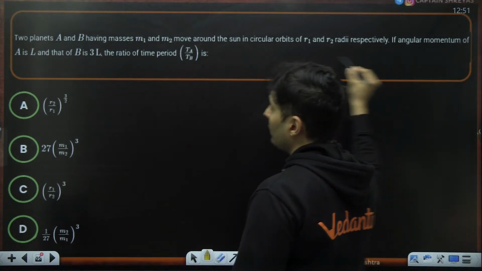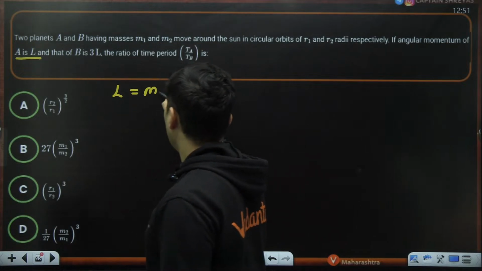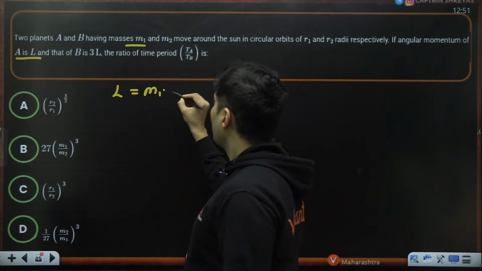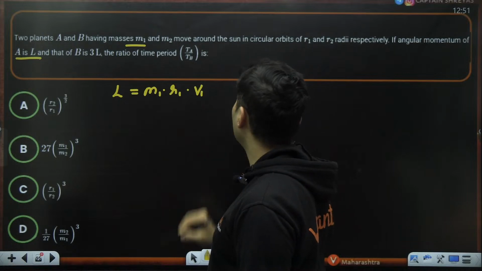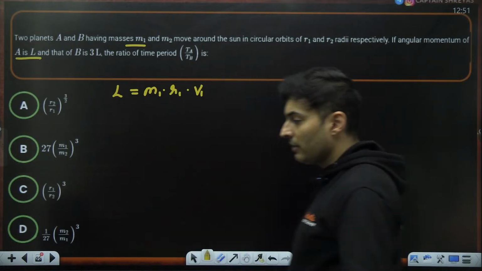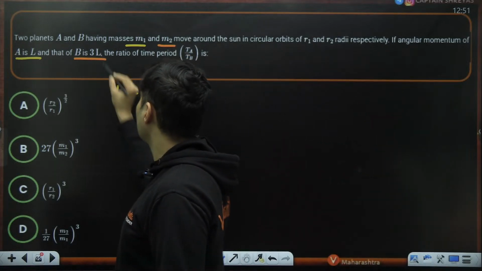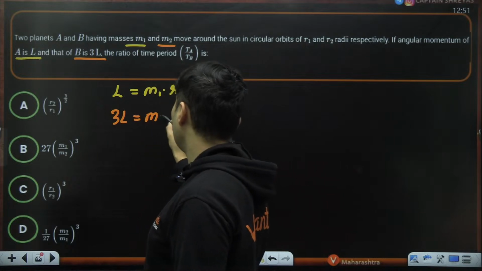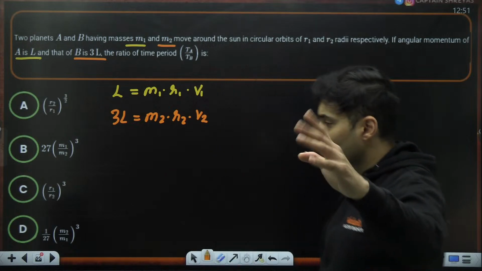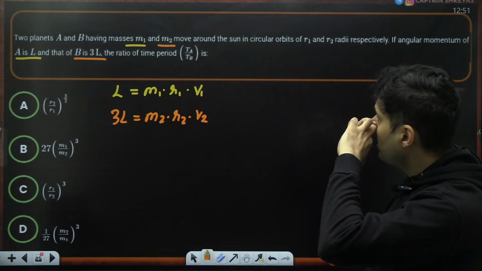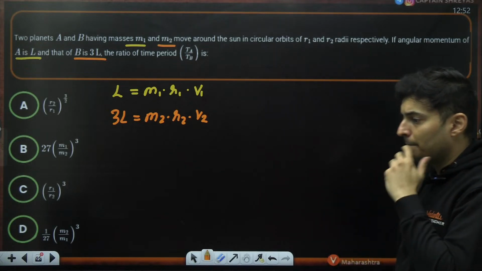So if you write for A first, angular momentum will be mass m1, radius, I do not know, I'll put r1, velocity, I'll just put v1 over here. Similarly, if I do it for the second mass, the angular momentum is 3L, mass is m2, radius I do not know, velocity is v2. So from this, I can probably take the ratio. R1 and R2 are the radii. From that, maybe I can get something.